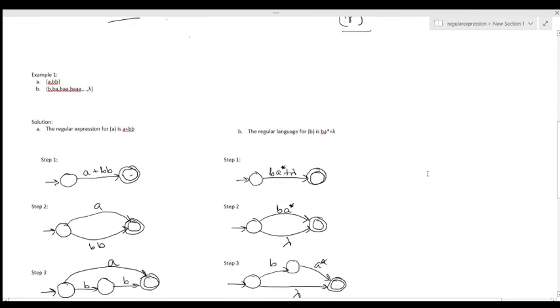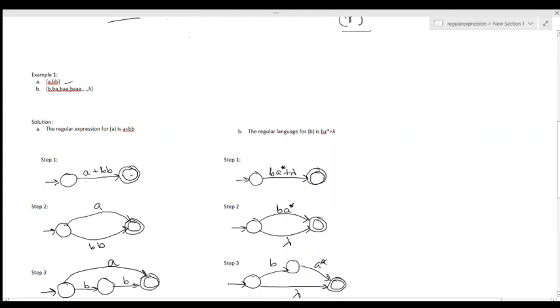Let's start with a very simple example. In this example, the regular language has 2 strings, A and A B B. And the next example is B A star plus lambda, that is, any string either lambda or having A's started with a single B. So for the first solution, we start with building block A.